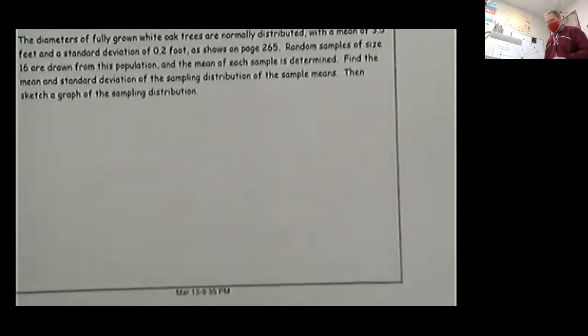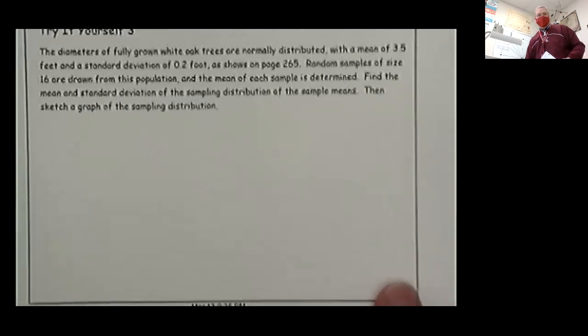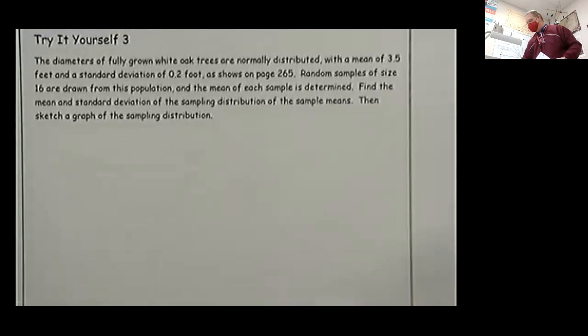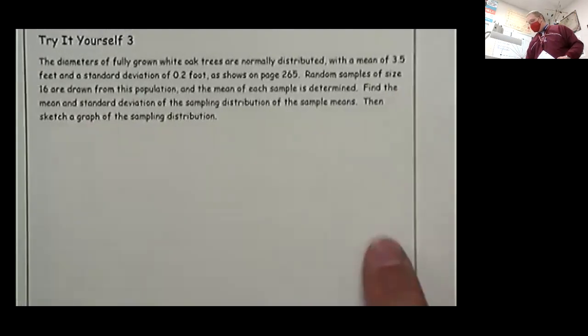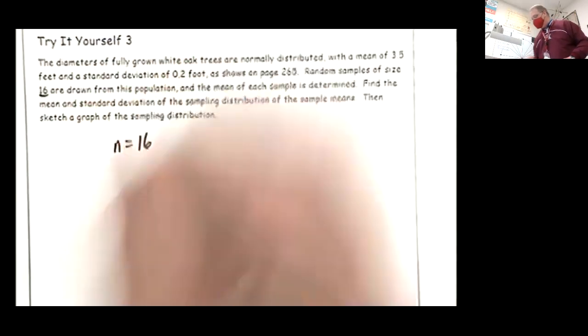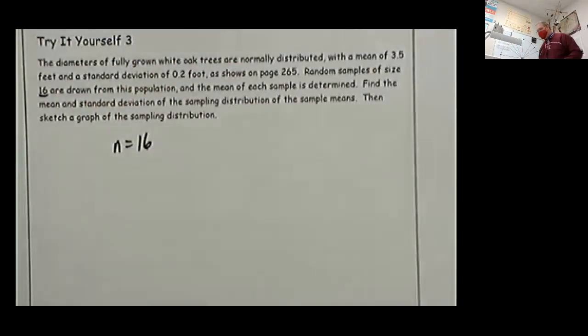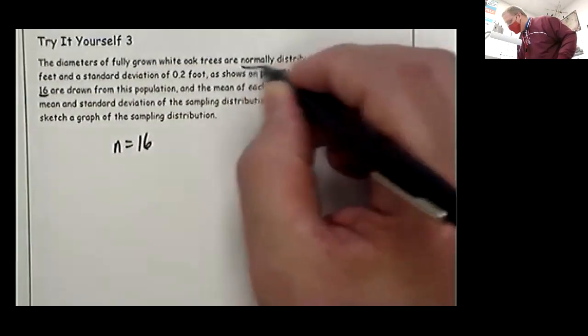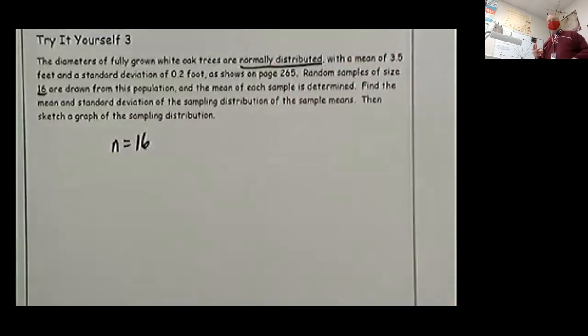Try yourself 3. Again, go ahead and pause the video and try that one on your own, and then see how you did. Diameters of fully grown white oak trees are normally distributed with a sample mean of 3.5 feet and standard deviation of 0.2 feet. Random samples of size 16 are drawn. Is n bigger than 30? It is not. Doesn't matter because the diameters of fully grown white oak trees are normally distributed. So that was our second condition that allows us to keep working with the problem.